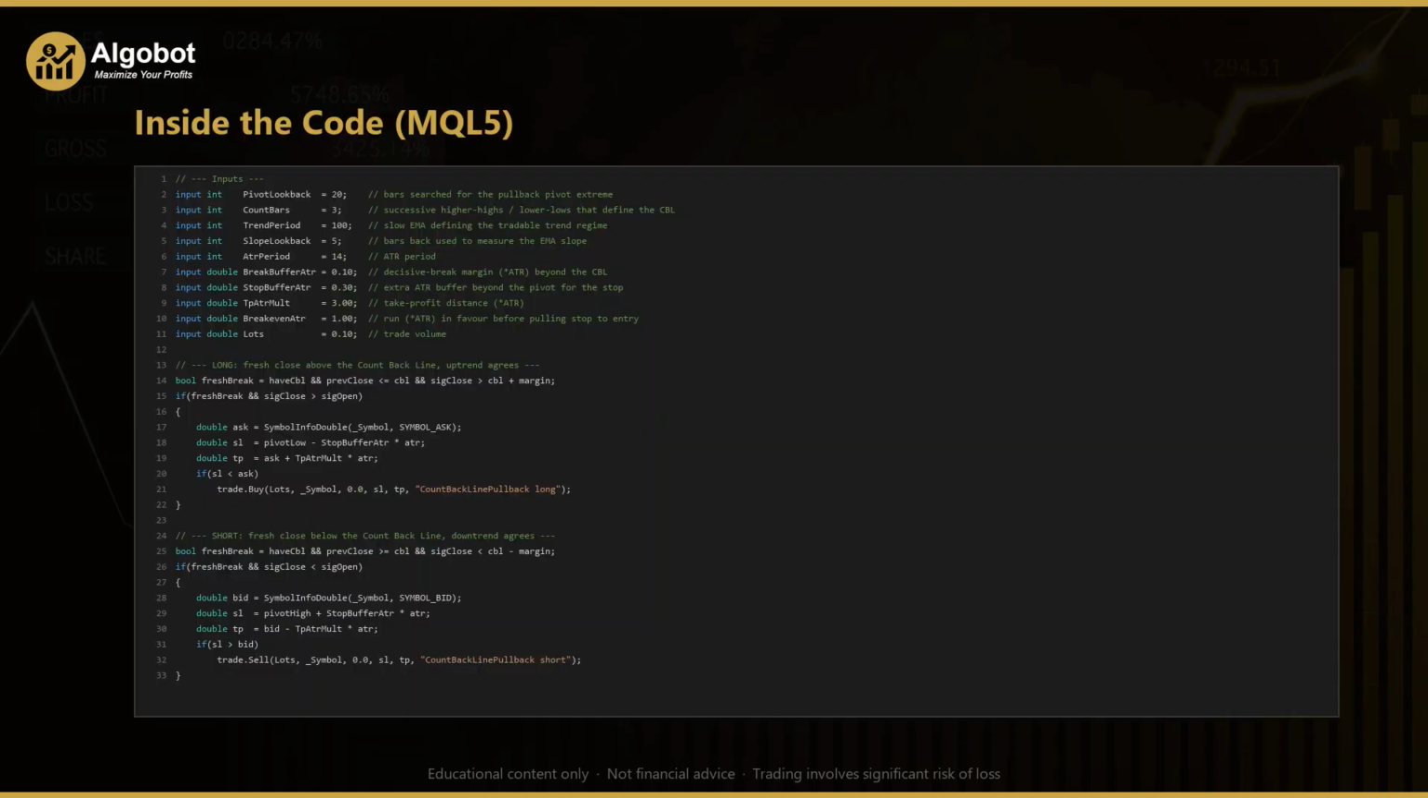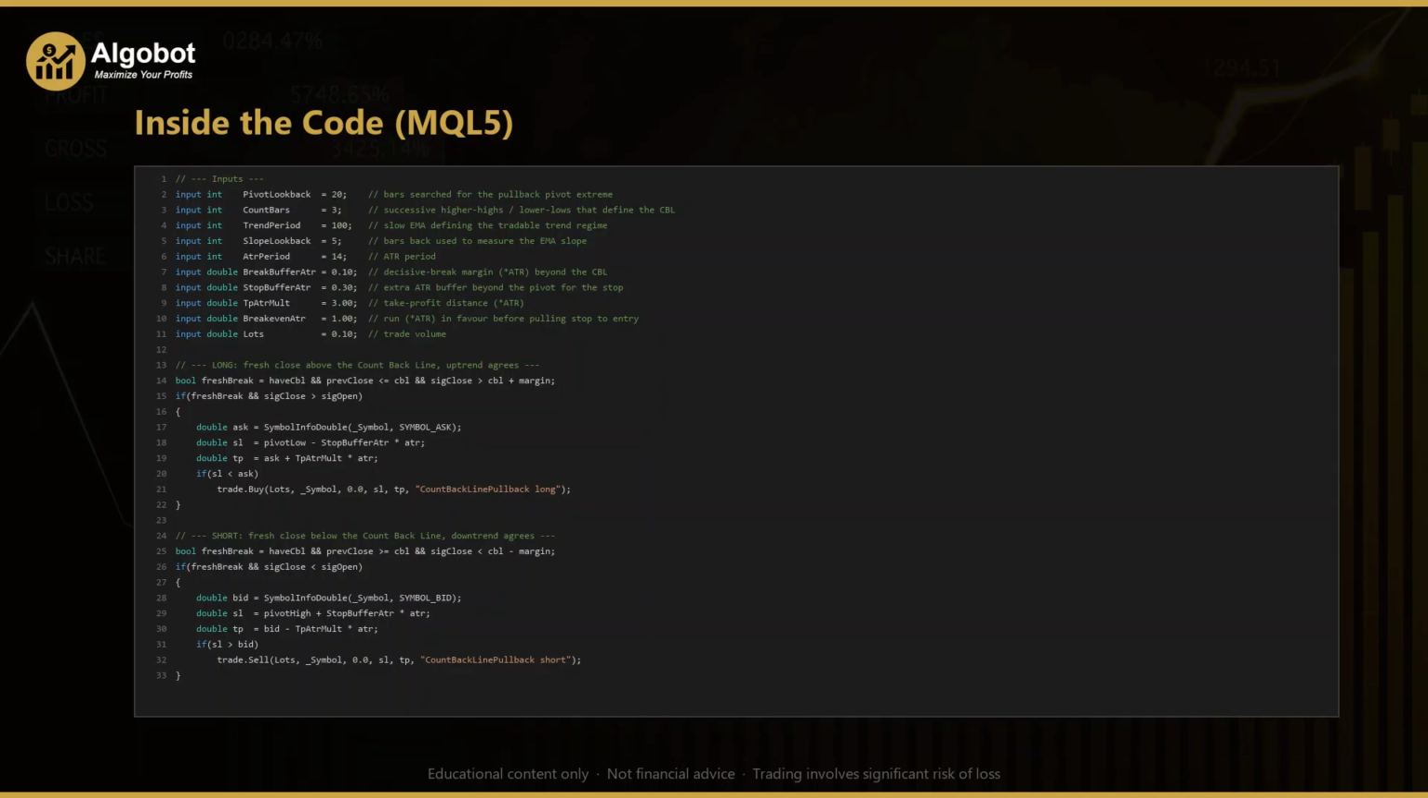Let's read the code the way you would in MetaTrader. At the top are the inputs. PivotLookback sets how far back the EA searches for the swing pivot. CountBars, defaulting to 3, is how many successive new extremes define the countback line. TrendPeriod and SlopeLookback control the slow-moving average and how its slope is measured.